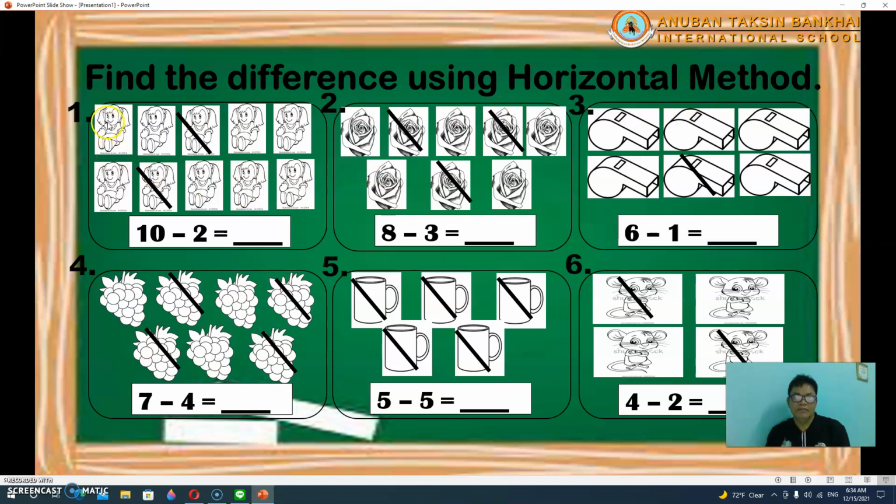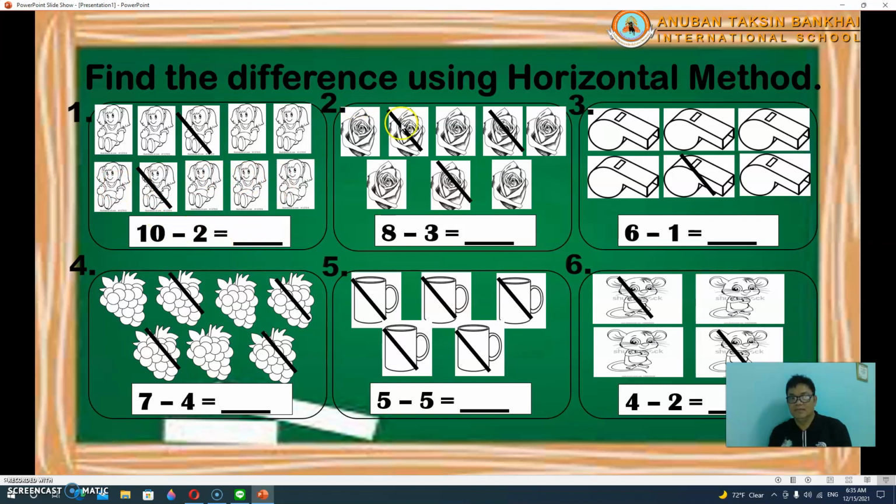What are these? Dolls. How many dolls? 1, 2, 3, 4, 5, 6, 7, 8, 9, 10. So 10 minus 2 equals 1, 2, 3, 4, 5, 6, 7, 8. So your answer is 8.